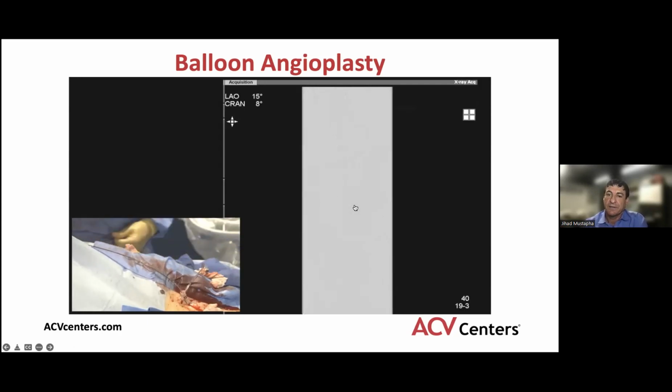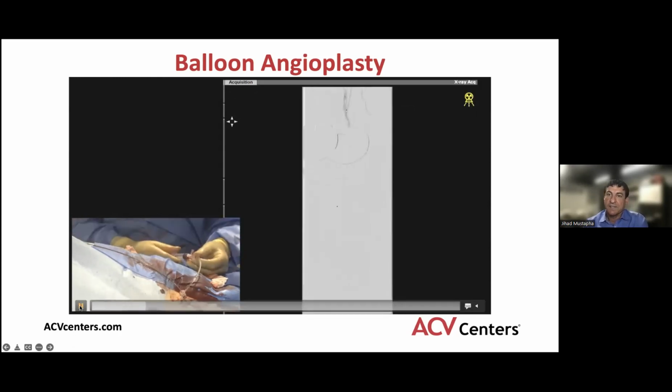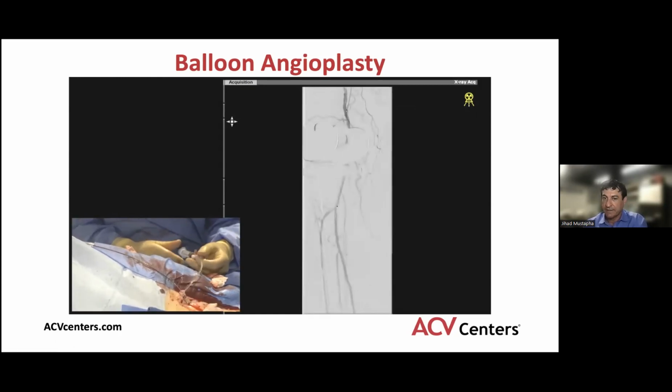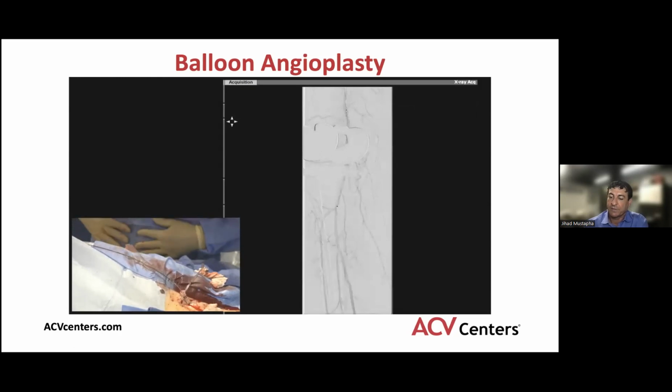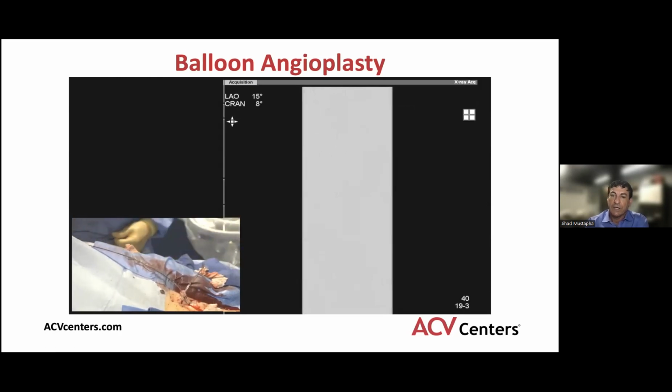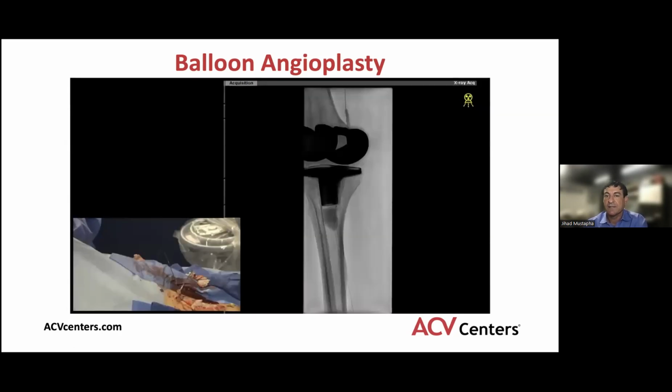You can see that the artery, the posterior tibial artery, has gotten significantly bigger in size. Let me play that again for you. That's because we did sequential angioplasty, starting with a 2.5 and ending with a 4.0 proximally. So the next step is we have to address the popliteal.